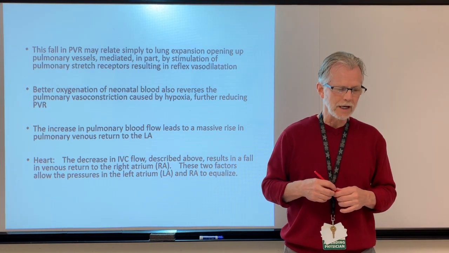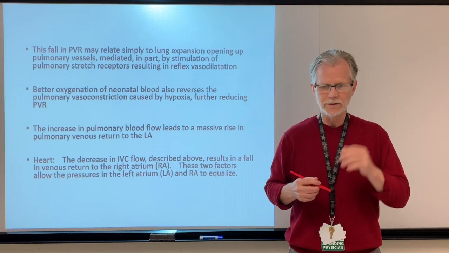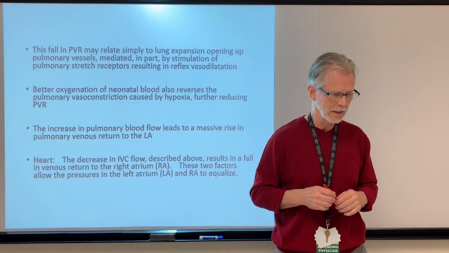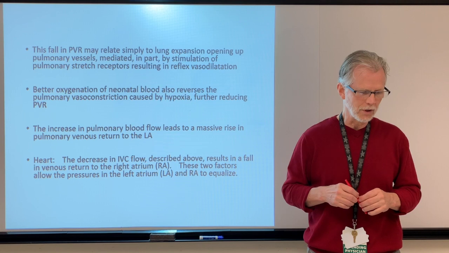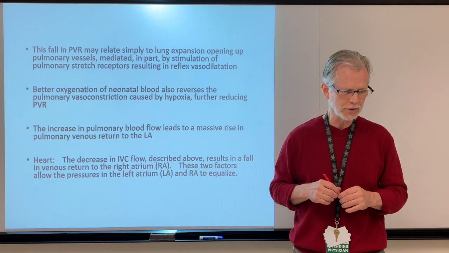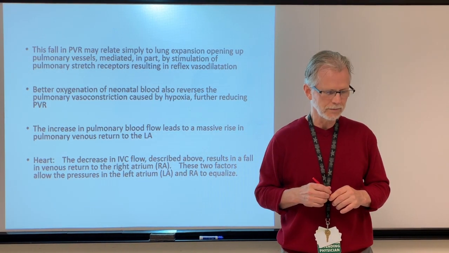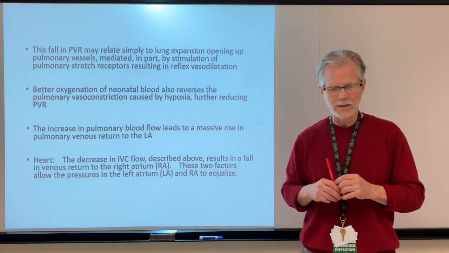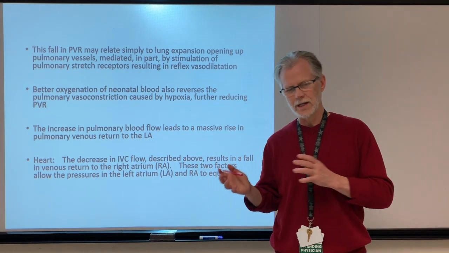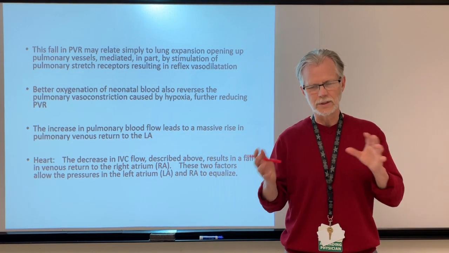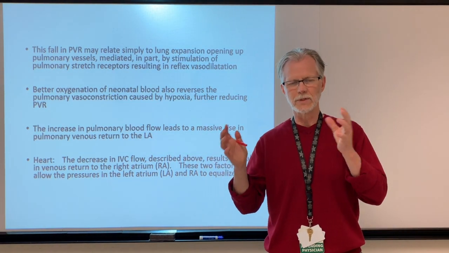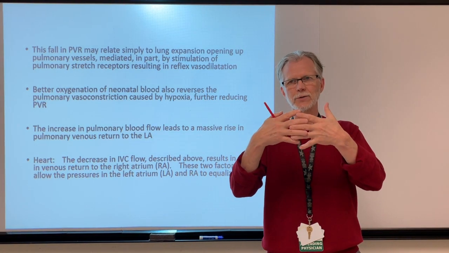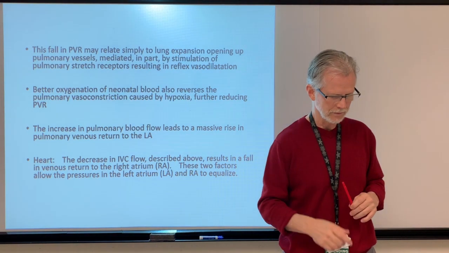There's a decrease in IVC flow, as it's described, as the ductus closes. And there's a fall in that venous return to the right atrium subsequently. In that manner, the right side and the left side circulations, the right atrium and left atrium, begin to equilibrate, and their pressures become more equal.